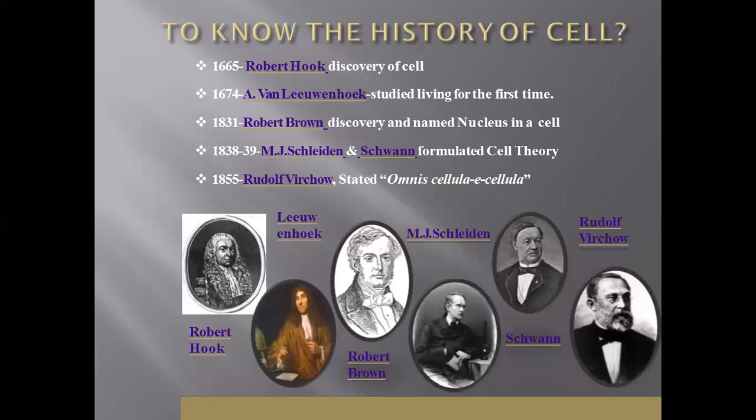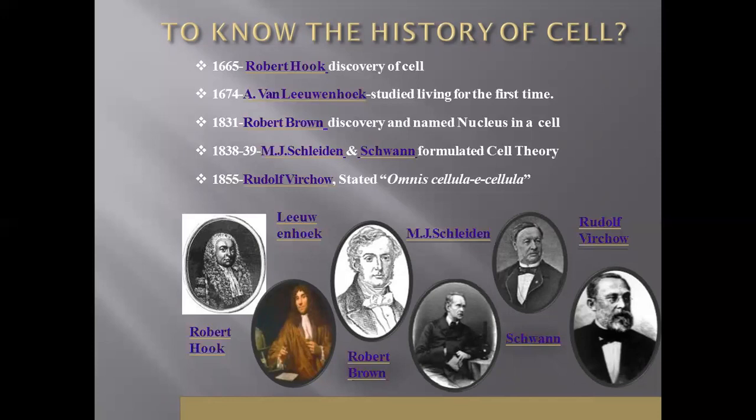Let's know more about the history of cell. Though the cell was discovered by Robert Hooke, Anton von Leeuwenhoek was the first one to study living cells. Then came Robert Brown. He discovered and named the nucleus in the cell. Then came Schleiden and Schwann. They formulated the cell theory. What is cell theory? Cell theory suggests that all living organisms are made up of cells, and the cell is the fundamental basic unit of life.